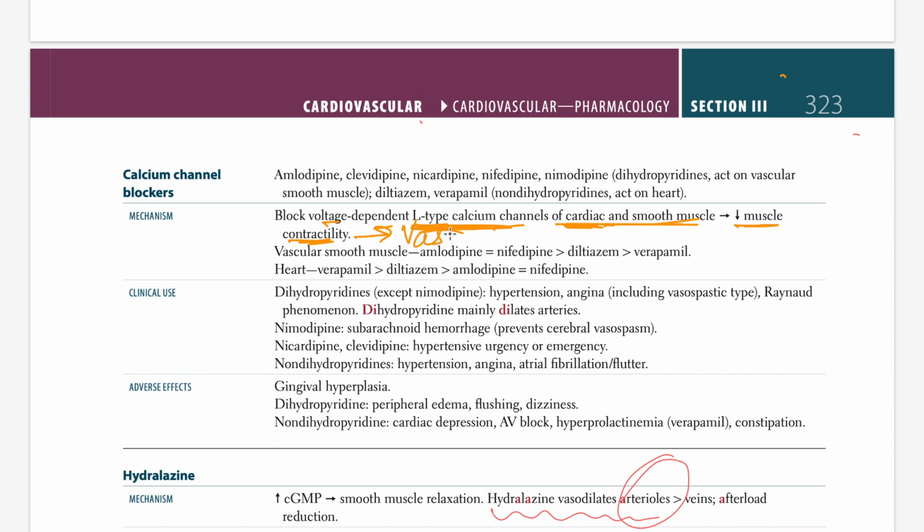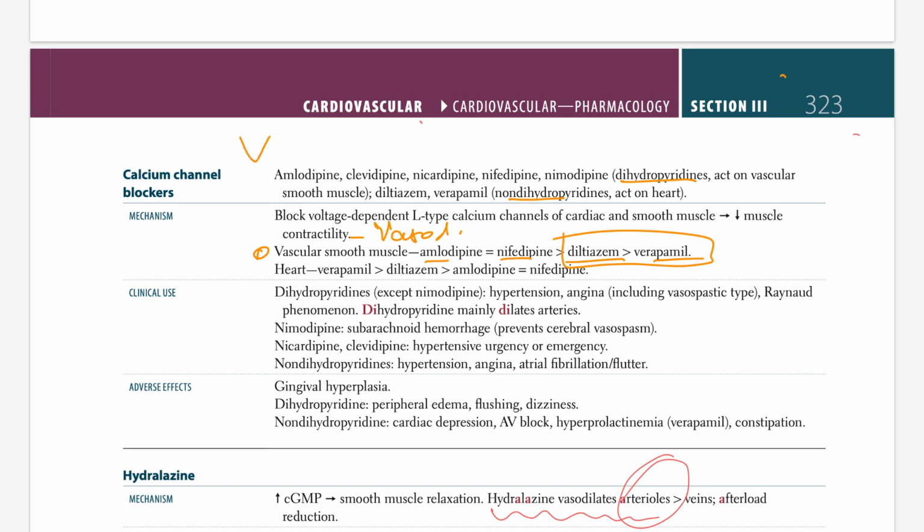Dilation, right? So vasodilation. Now, there are two things. We talked about two drugs, dihydropyridine and non-dihydropyridines. So vascular smooth muscle: amlodipine equals nifedipine, and nifedipine is greater than diltiazem and verapamil. We talked about it just up top.